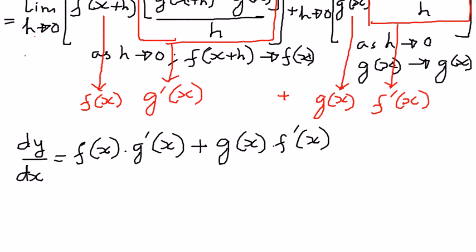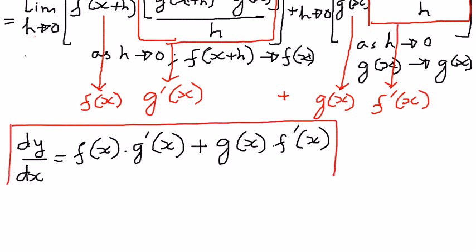So this is our proof of the product rule. We can state it in words as the first function times the derivative of the second function plus the second function times the derivative of the first function. So this is how we can show the proof of the product rule. In my next presentation, we shall see examples using the product rule.